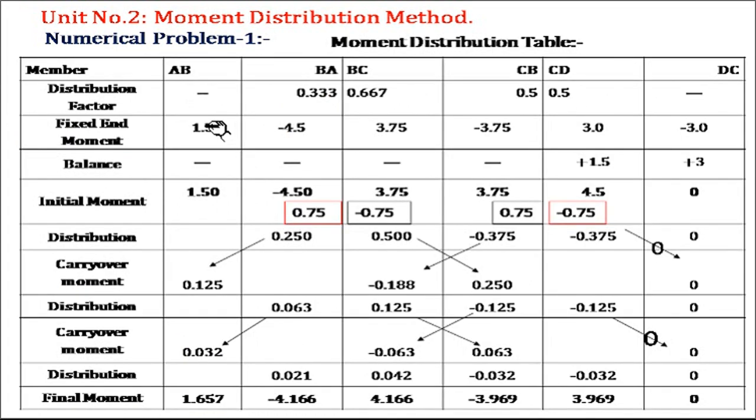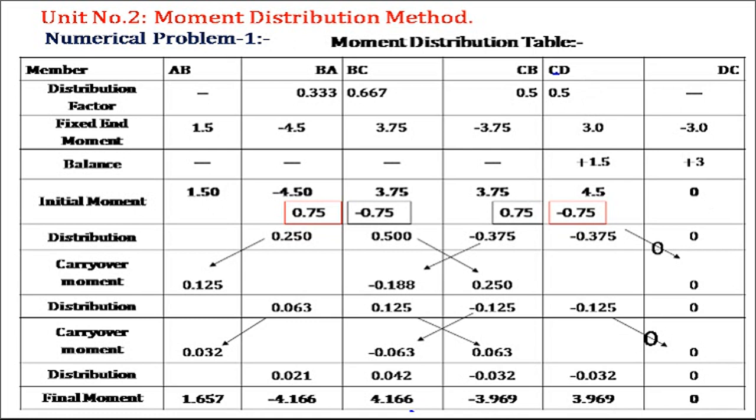Next, we have calculated the moment for different members of the continuous beam ABCD. For member AB, the moment was 1.657. For member BA, the moment was minus 5.166. The moment in member BC was 4.166. Moment in member CB is minus 3.969. Moment in member CD was 3.969, and moment in member DC is 0.